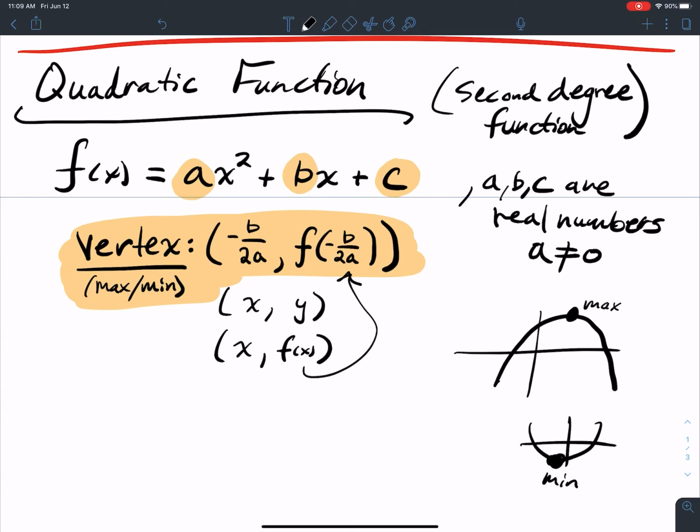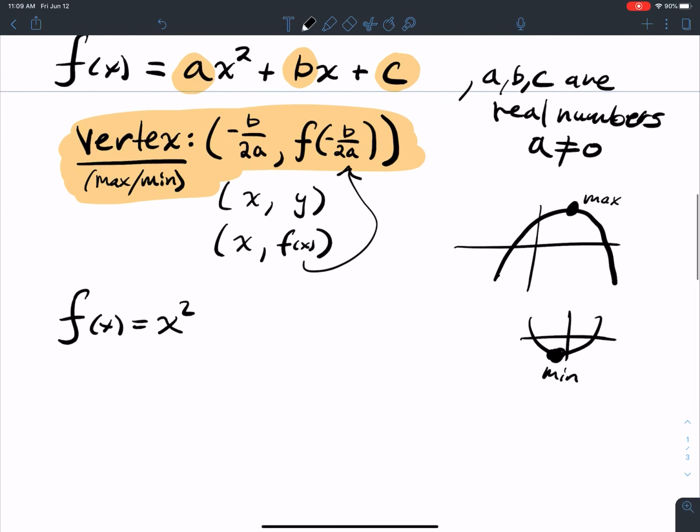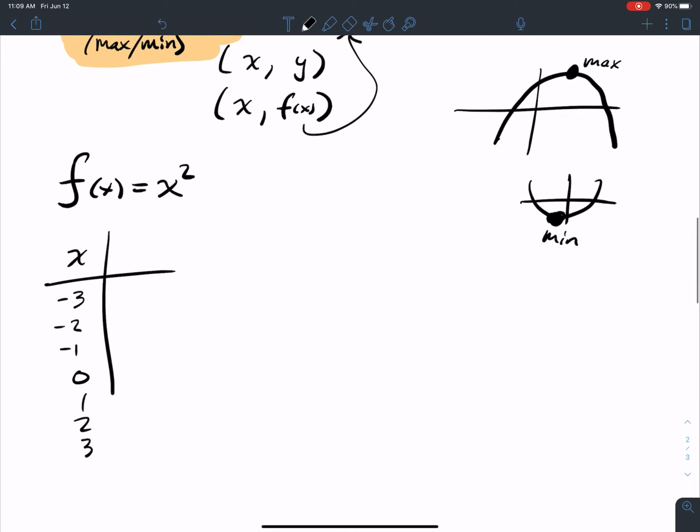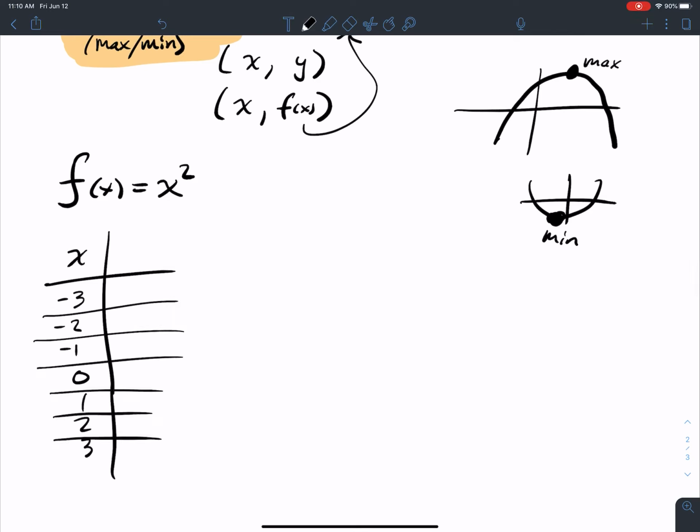Okay, so let's start out with the most basic quadratic, and this is f of x equals x squared. Doesn't get any more simple than that. So let's make a table. Negative 3, negative 2, negative 1, 0, 1, 2, 3. And in our table, I'm going to plug in those values, see what I get.